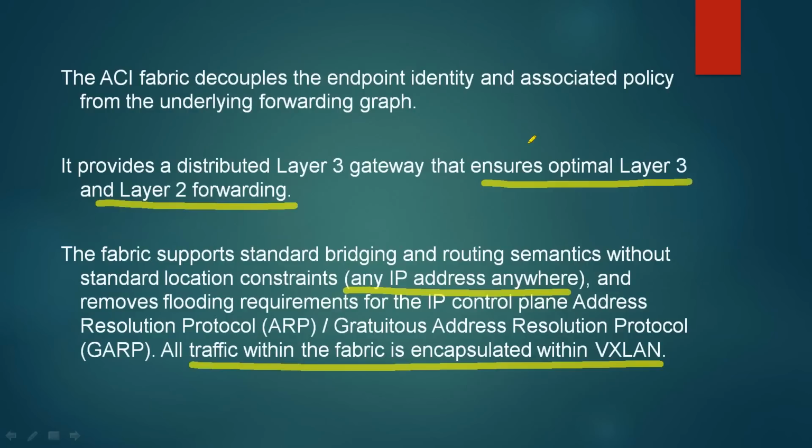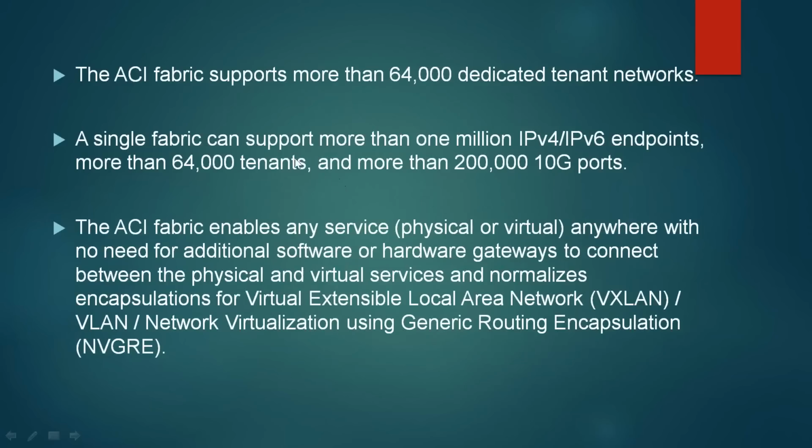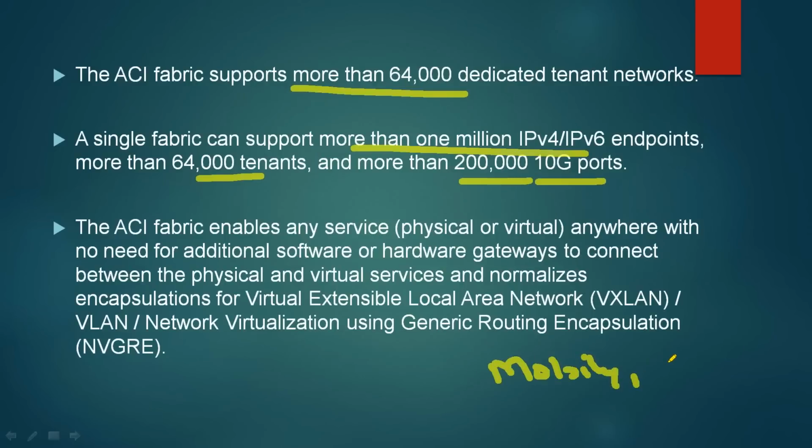We have a non-blocking, penalty-free path. If you compare with STP, you'll find that it has a penalty of 50%. Here we don't have that. Some other important points: I can create logical entities or tenants up to 64K. A single fabric can support more than 1 million IPv4 and IPv6 endpoints, 64K tenants, and more than 200K 10G ports. So you can see that we have features like mobility and high speed, it has very good high speed, and then we can create some logical constructs as well.